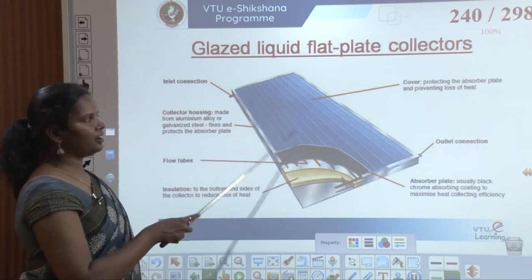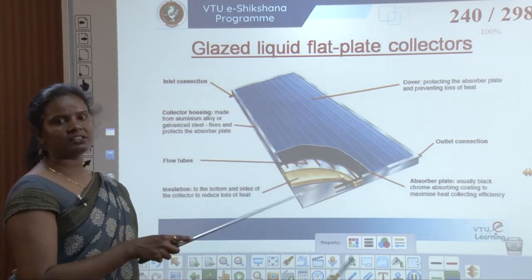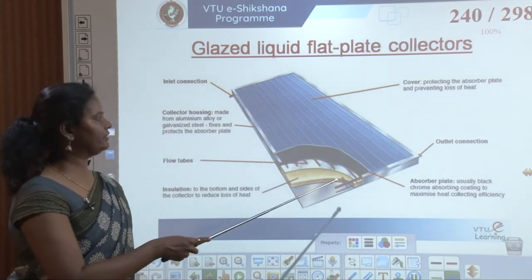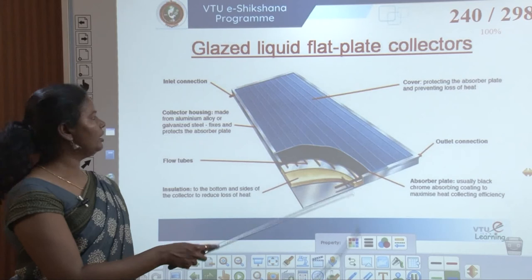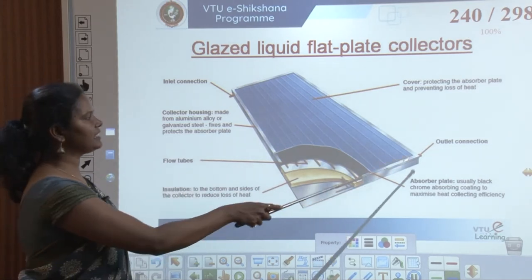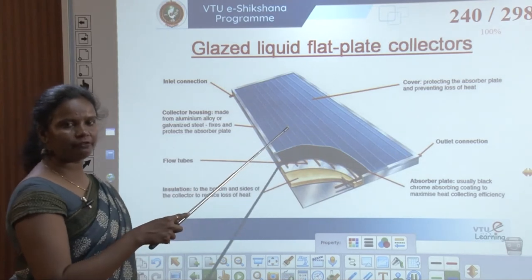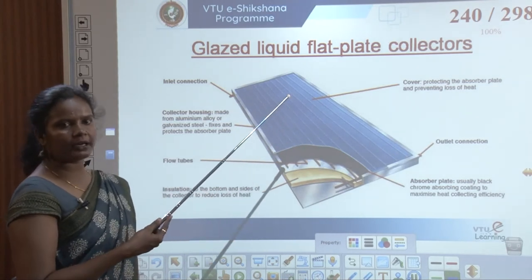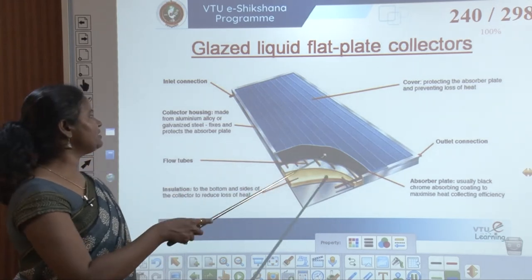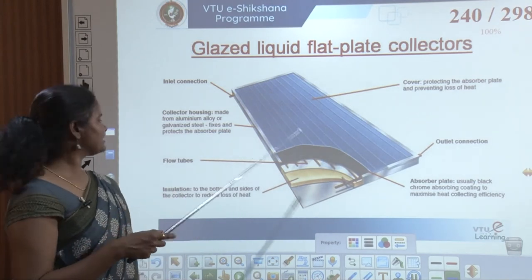This covering is a glass cover. So what does it do? It helps in preventing the loss of heat from the absorber plate. Okay. And then it has a collector housing. That means it has a box outside, a frame kind of thing, made up of aluminium alloy or galvanized steel, which fixes and protects the absorber plate. It can be neatly protected inside.